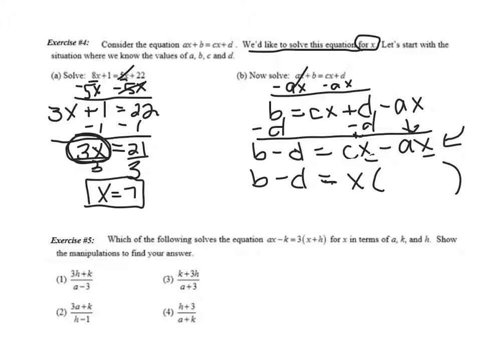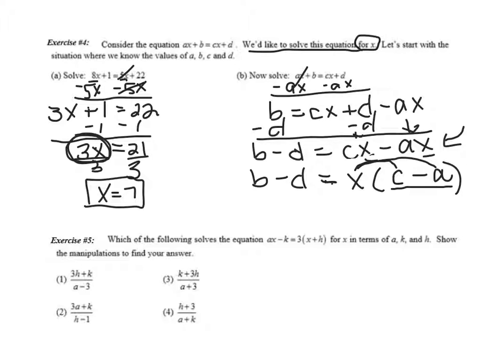What expression would have had to be in here if, when we distributed the x, we ended up with cx minus ax? Well, it would have to be c minus a. Let's just check and make sure this is right. Is x times c equal to cx? Yeah, it is. Is x times negative a equal to negative ax?